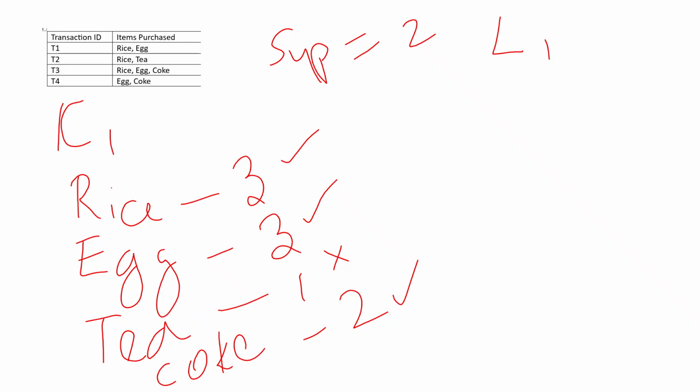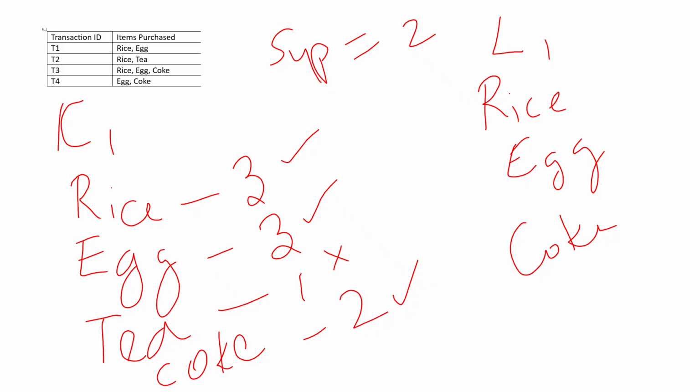So L1 contains only 3 items: rice, because it occurred 3 times; egg, which occurred 3 times; and coke, which occurred exactly 2 times. My C1 contains 4 items, the combination of all the 1 item sets, but after checking with the minimum support, my L1 contains only 3 items: rice, egg and coke.